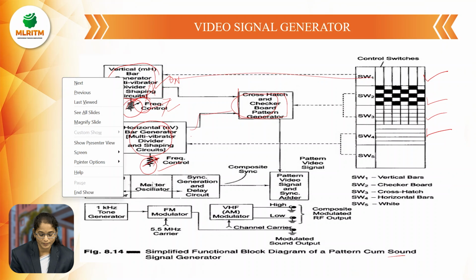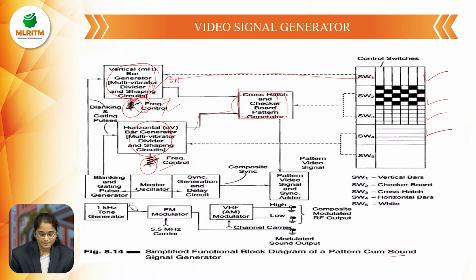It is produced by the master oscillator. The master oscillator will produce the blanking and gating pulse generator. It is given to the vertical and horizontal bars, and again it is given to the master oscillator and gives the synchronous generator and delay circuit. That is the combination of both. We are going to generate the composite synchronous signal.